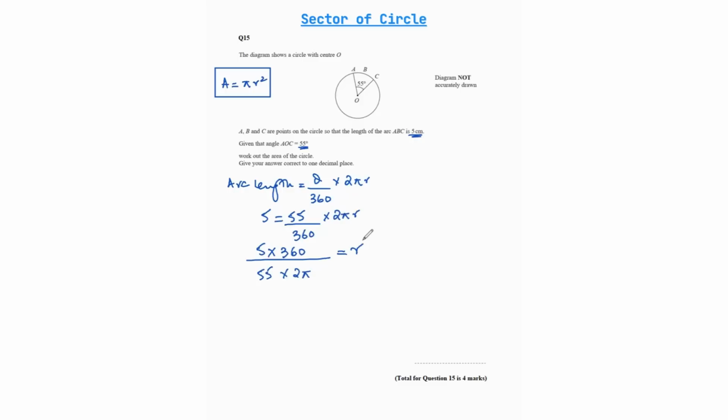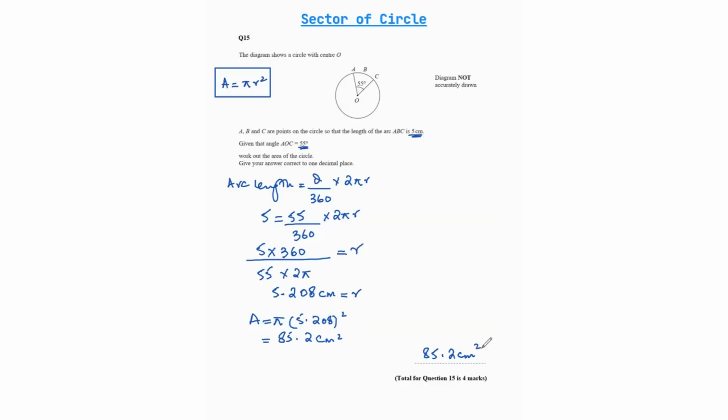So we're going to do 5 times 360 and then divide that by 55 times 2 times pi. That leaves us with 5.208 centimeters. So area is going to be pi times 5.208 square, which is going to give us 85.2 centimeters square, correct to 1 decimal place. That is your answer.